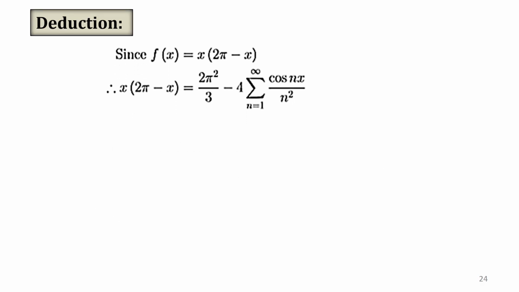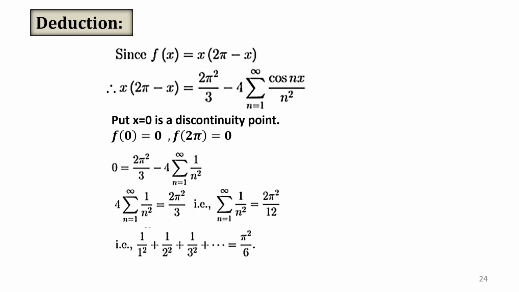Now from the deduction part, what I have given is f of x is equal to x into (2 pi minus x), which is equal to 2 pi square by 3 minus 4 summation n is equal to 1 to infinity cos nx by n square, and they have to find the value at x is equal to 0, okay. So this is the two extremes, x is equal to 0 and x is equal to 2 pi, okay. If I put x is equal to 0, then f of x would become 0. If I put x is equal to 2 pi, then it would become 4 pi square minus 4 pi square, it would also become 0. So the f of x value will become 0.